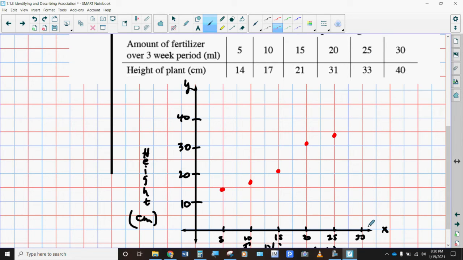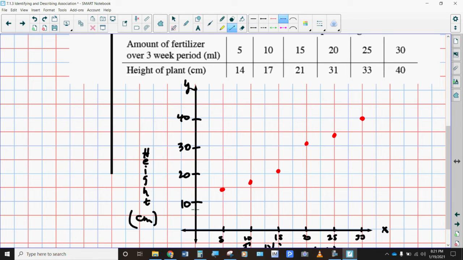And 30 is 40. All right. Now, here's the key. If it forms a pretty straight line, that's an indication that there's absolutely a connection or a correlation between the amount of fertilizer used and the height of the plant. And this does really come close to a straight line, right?